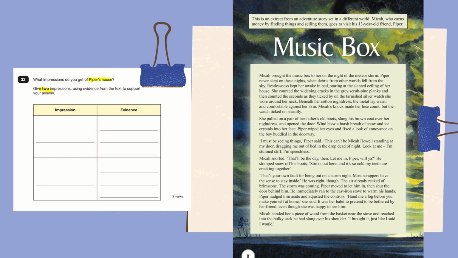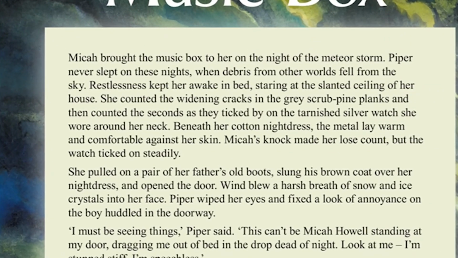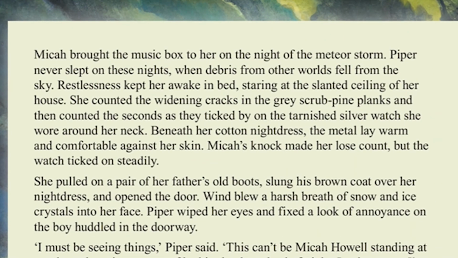In this particular story, a girl called Piper is lying awake at night, and her friend Micah is about to knock on the door and bring her something that he's found. Now, the first paragraph does quite a bit of description of her house, so I'm going to read a little bit of that. "Piper never slept on these nights when debris from the other worlds fell from the sky. Restlessness kept her awake in bed, staring at the slanted ceiling of her house." So her house has got a slanted ceiling, so she's sort of sitting in the roof, really, sleeping in the roof. "She counted the widening cracks in the grey scrub pine planks," which kind of makes me think her house might be quite old and quite dilapidated.